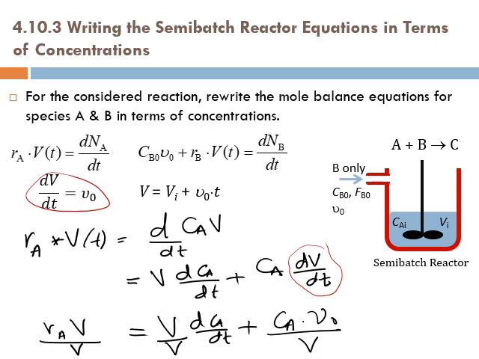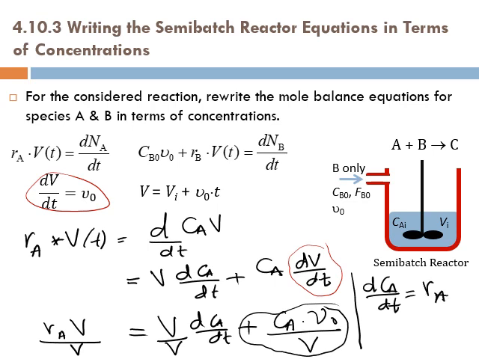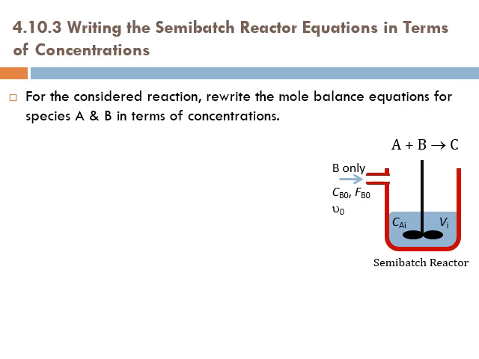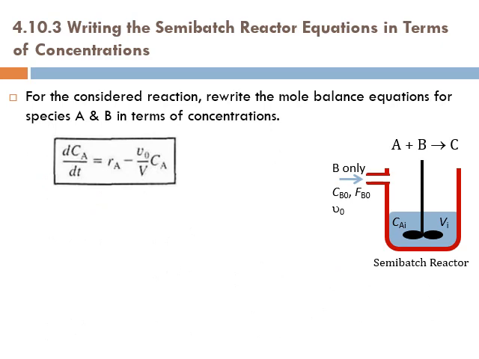Okay, and then we can take this term to the other side, so we'll end up with dCA by dt equals RA minus CA epsilon naught divided by V. And of course, don't think of converting epsilon naught over V to 1 over tau, because tau here doesn't make any sense, because tau is only for continuous flow systems. Okay, so this is the equation that we got.